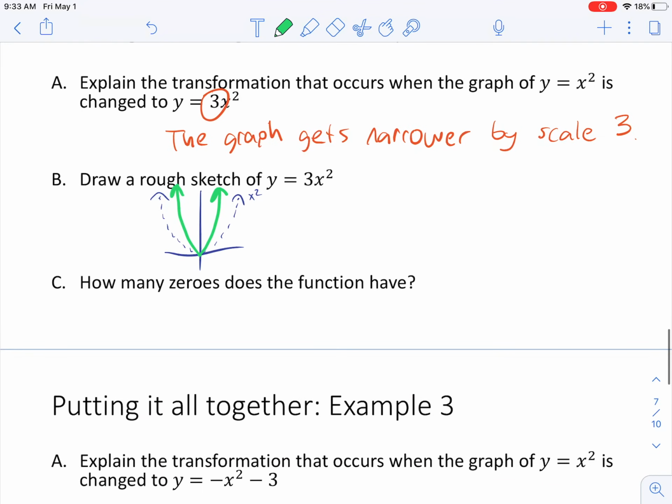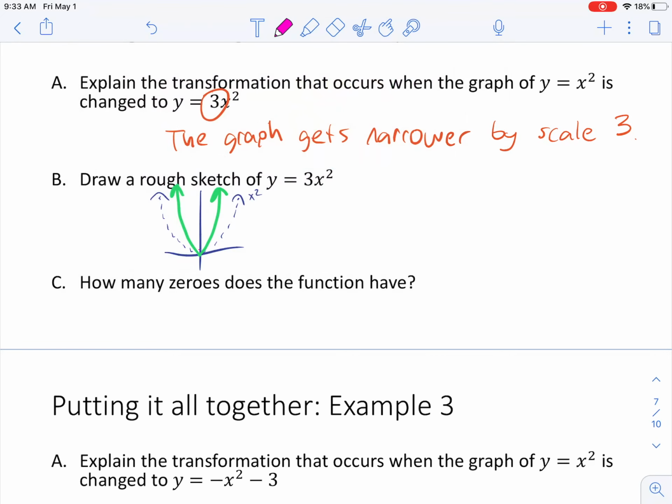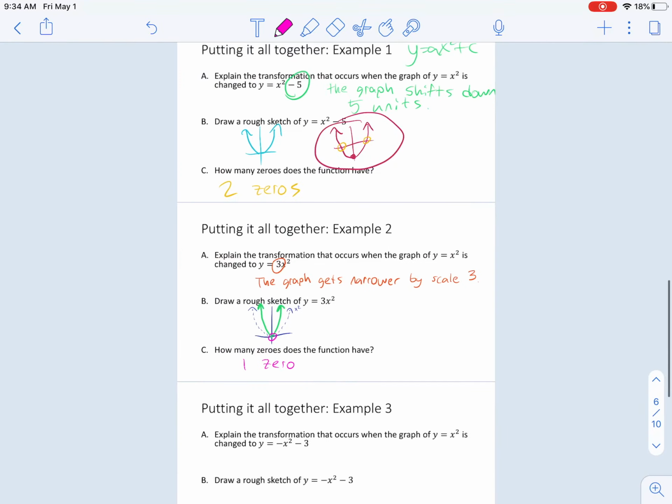It asks, how many zeros does this have? Well, I only see the vertex hitting the x-axis, so that means it has 1 zero. So I'll go a different color. Right there, 1 zero. One place where it hits the x-axis.